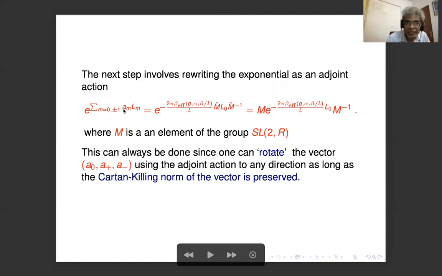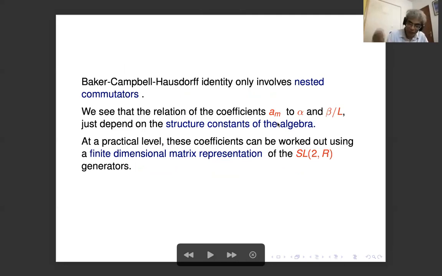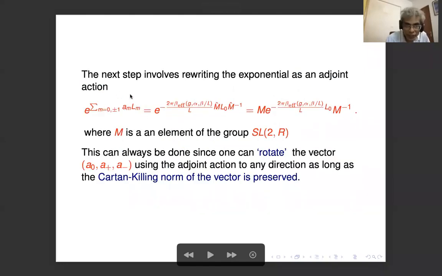So we take this exponential, and once you put them together and ask this side to be the same as this side, you can indeed find the a_m. It'll be a complicated expression. But once you have this form, a_m L_m, you can rotate it to L naught by an element like this. It's like going to the Z axis. This can always be done because you can rotate this vector.